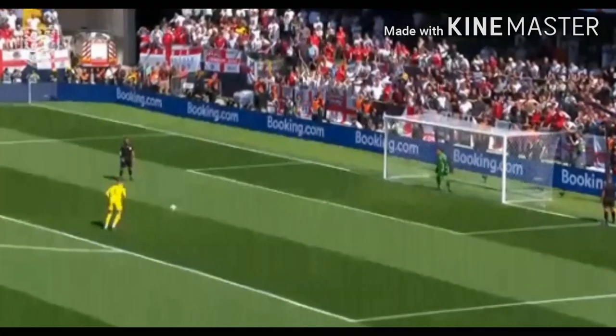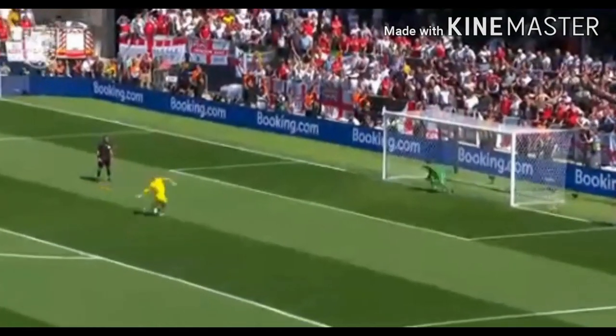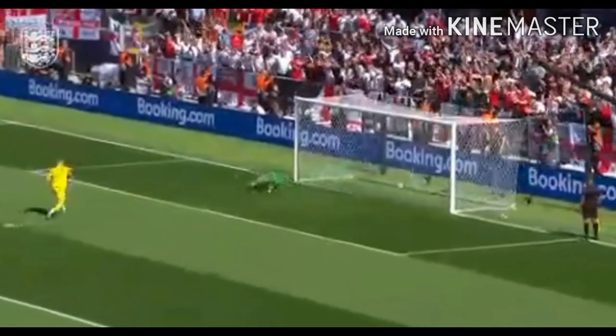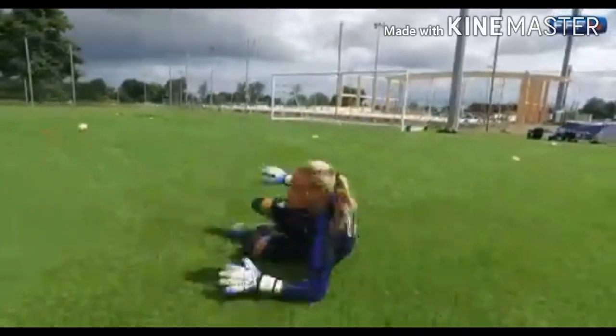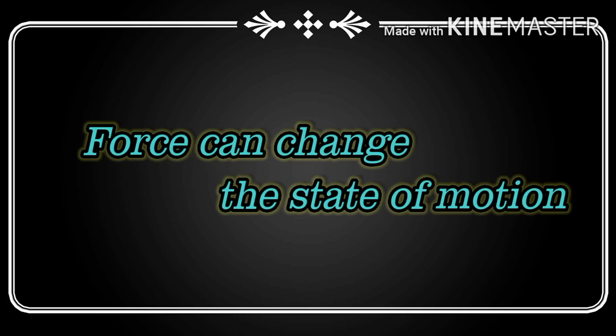To understand the effects of force, watch this video carefully. Here, initially the ball is at a state of rest. After applying the force, it came to a state of motion. And here, the ball is initially moving and it is stopped by the player. That means by applying the force, you can change the state of motion. It may be initially at rest or in motion, or you can change the speed of the ball also.